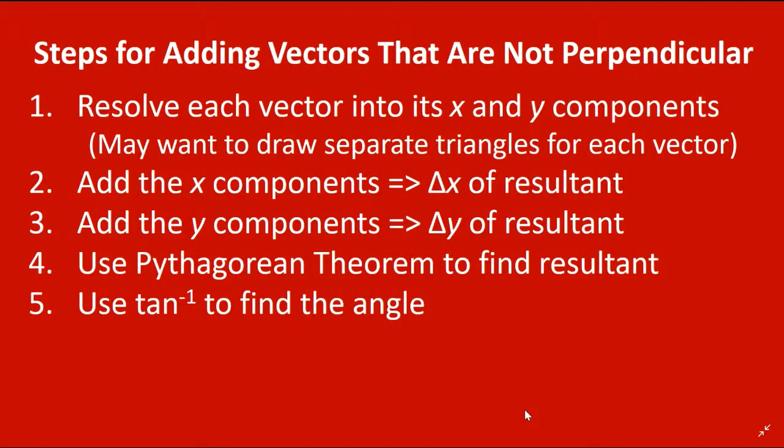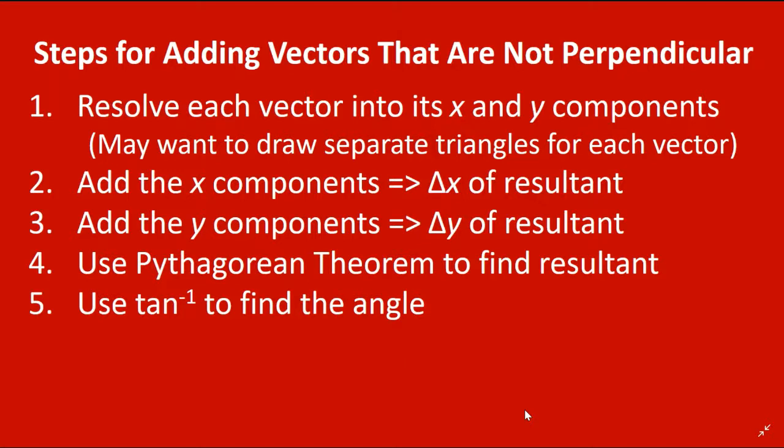Okay, students, let's talk about how we add vectors that are not perpendicular. If we just add vectors that are perpendicular, if there's an x and a y component only and they're at right angles to one another, then the Pythagorean theorem and the inverse tangent are all that we need. However, we've got a few steps if we have vectors that are not perpendicular to one another.